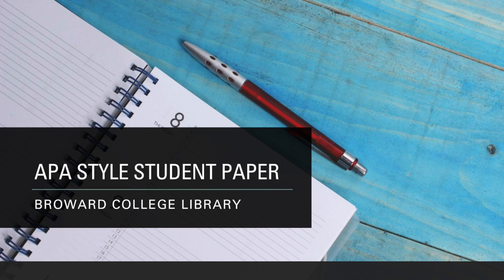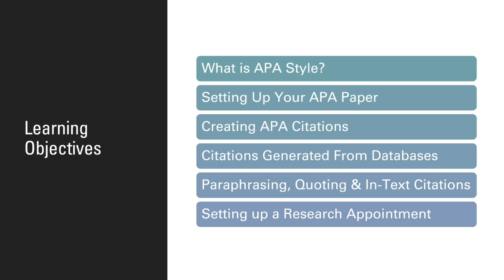The purpose of this screencast is to show students how to set up their APA-style student paper, as well as a brief review on APA-style citations. The learning objectives for this presentation are as follows: explaining what is APA-style, setting up your APA paper, creating APA citations, showing you how to adjust citations generated from the databases, paraphrasing, quoting, and in-text citations, as well as how to set up a research appointment for further assistance.